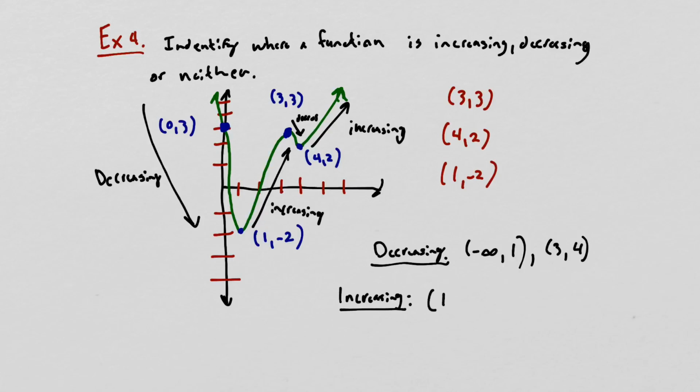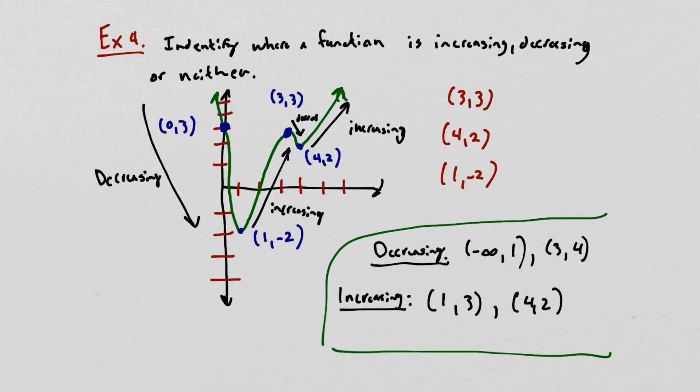Now for the increasing portion, our function is going to be increasing over the interval 1 to 3, and then it's also going to be increasing over the interval 4 to infinity. So again, let me just highlight that everything over here are intervals, and these over here are points on our graph.